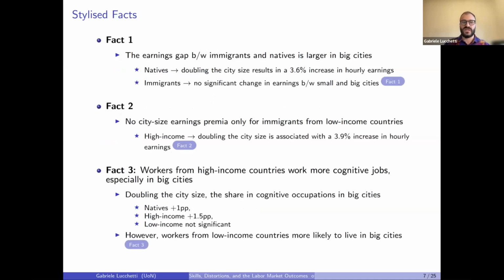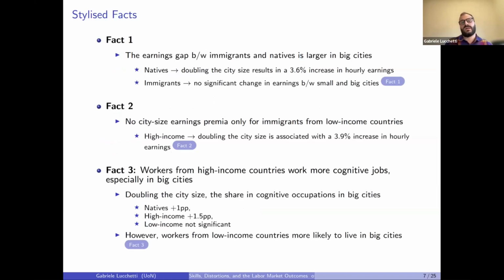Okay, so here I summarize the facts to save a bit of time only with this slide. But I'm happy to show you the facts if you are interested, graphically. So the first fact, as I told you before, relates to the fact that the earnings gap between immigrants and natives is larger in big cities.